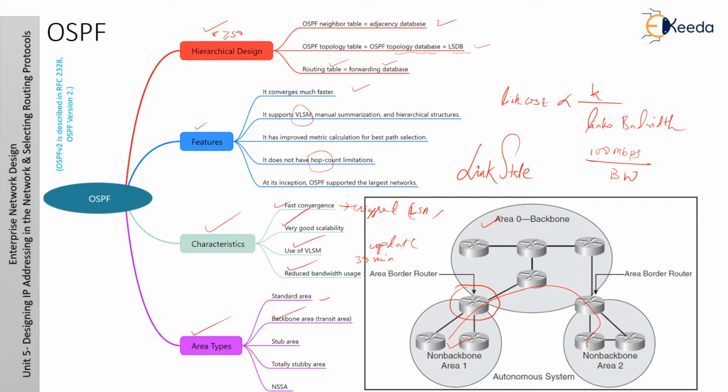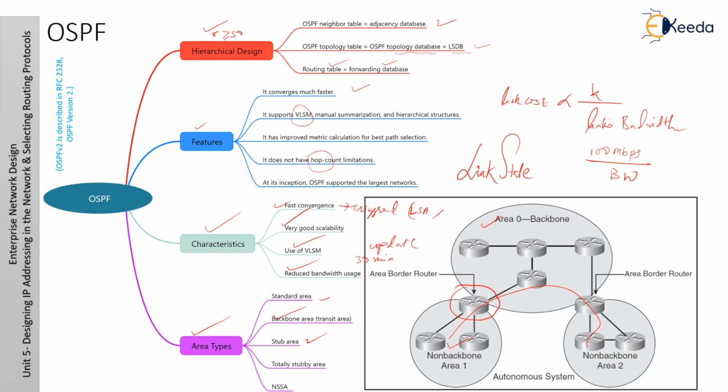AS is the autonomous system. So the backbone area or transit area, area 0, is the central entity to which all other areas connect to exchange and route information. The OSPF backbone has all the properties of a standard OSPF area. Now come to the stub area.